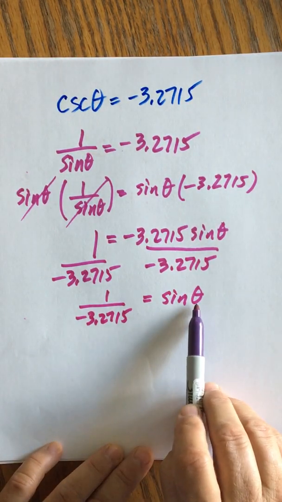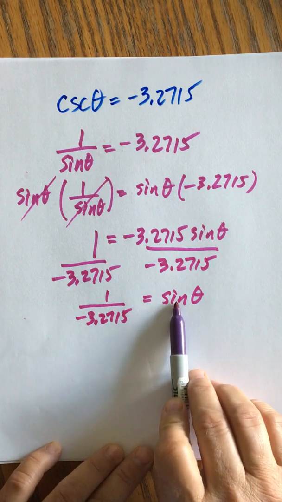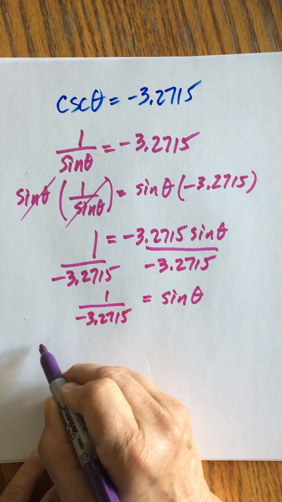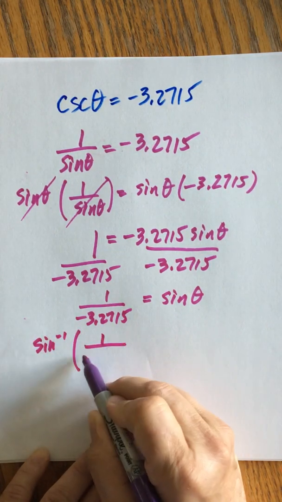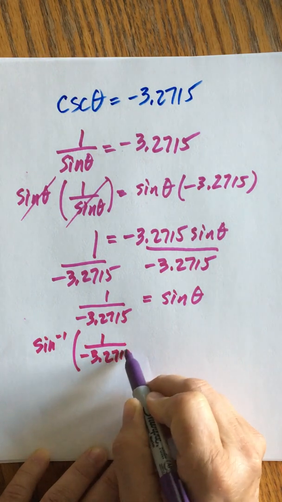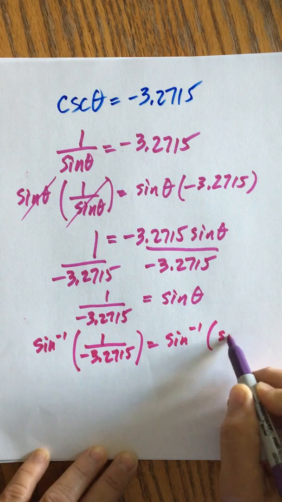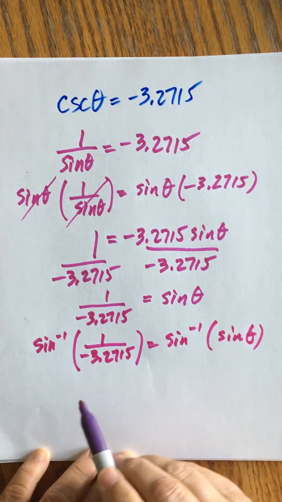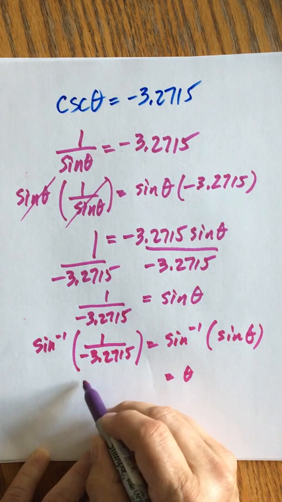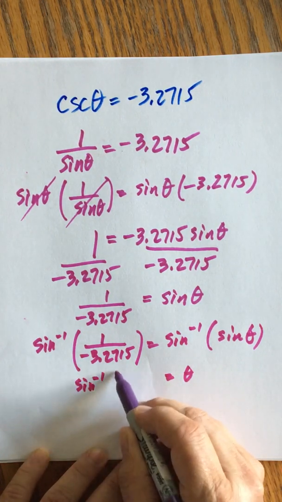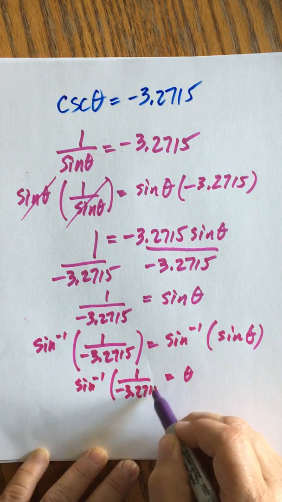Now I want to get to this angle, but to get to that angle I have to undo the sine. So I'm going to take the inverse sine, right, of both sides. And now, finally, these undo each other. I'm left with the angle is the inverse sine of 1 over negative 3.2715, right?